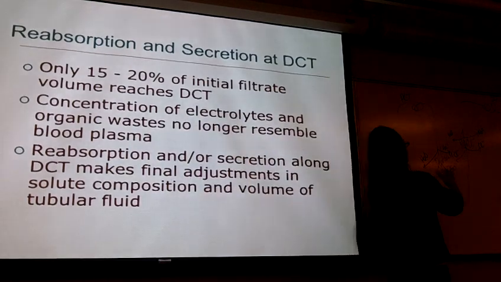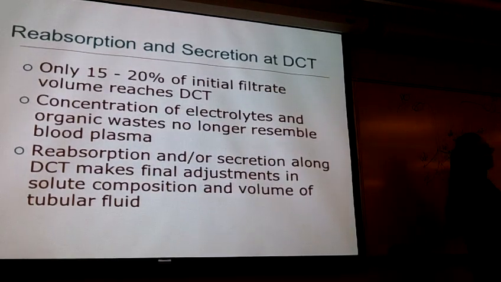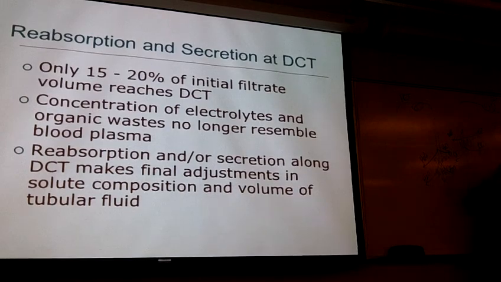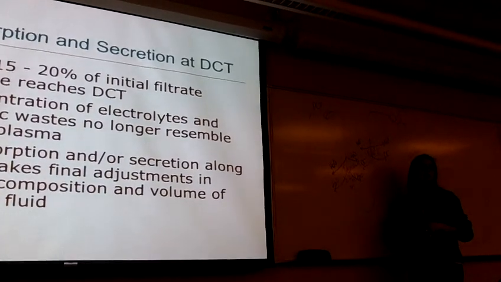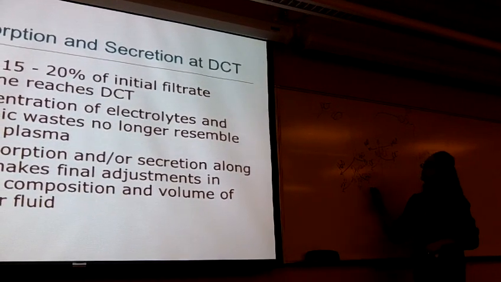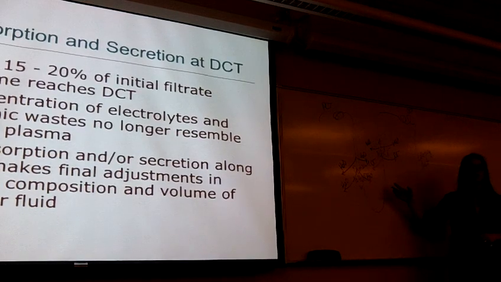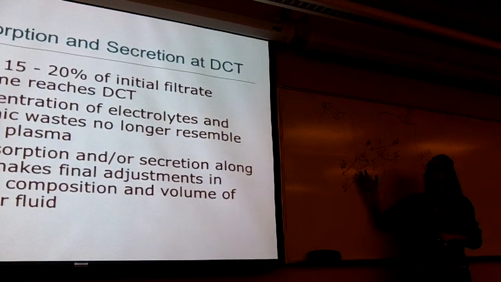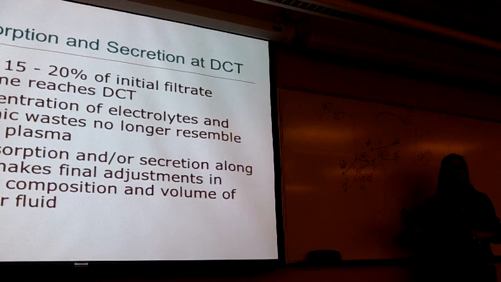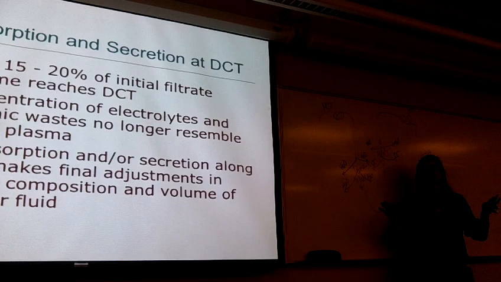Up to this point, the PCT and the loop of Henle, they always do this. This is what the loop of Henle does. It reabsorbs a lot of sodium and chloride and water. Doesn't change. There's always a certain number of sodium and chloride pumps there. There's always a certain amount of water that gets reabsorbed based on how long the loop of Henle is. That's just standard, always happens.